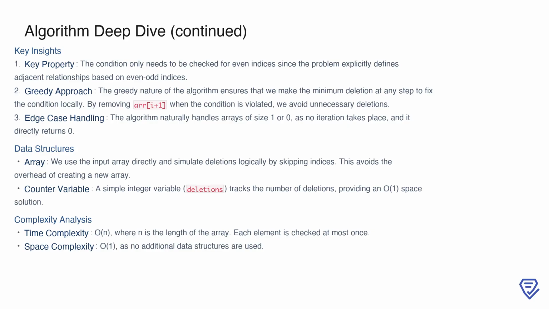Additionally, the algorithm naturally handles edge cases such as arrays of size 1 or 0 by skipping the iteration entirely and returning 0 deletions. From a data structures perspective, we work directly with the input array and simulate deletions by skipping indices, avoiding the overhead of creating a new array. This results in a space-efficient solution. The time complexity is O(n), as we process each element at most once, and the space complexity is O(1), since no additional data structures are used.